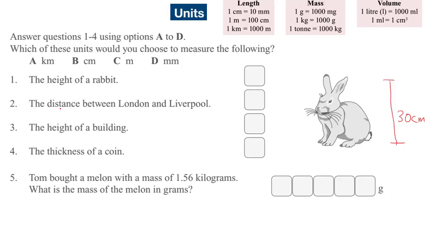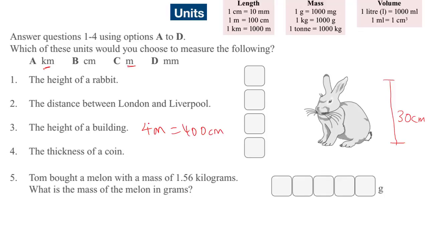The distance between London and Liverpool, that's a long driving distance, so we measure in kilometers. The height of a building is not that far, so we're just going to measure that in meters. Remember, the height of a man is about 2 meters. So the height of a building could be about what? 4 meters. So it could be about 4 meters or about 400 centimeters.